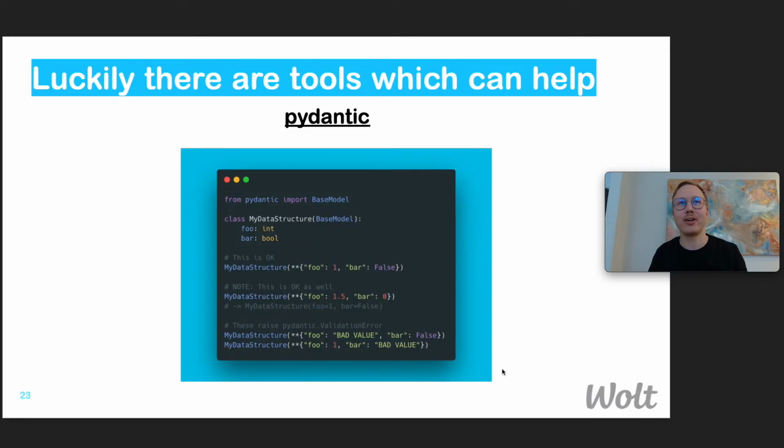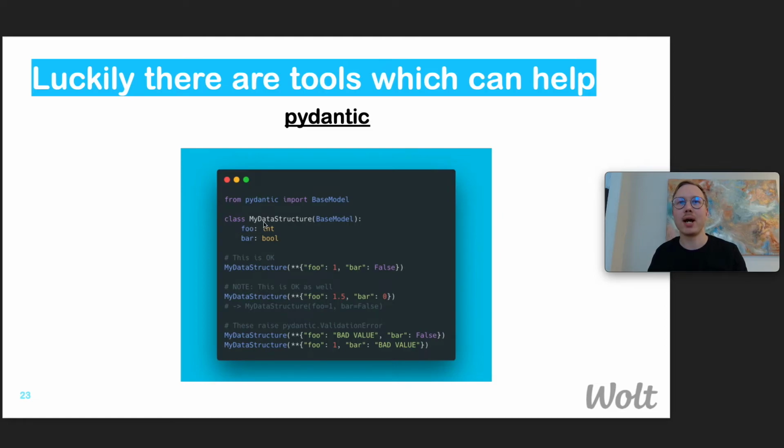Luckily, there are great tools nowadays which can help with runtime type checking. For example, Pydantic is one of those. It has gained popularity quite quickly, maybe because it's powering FastAPI. If you're not yet familiar with Pydantic, here are some simple examples.